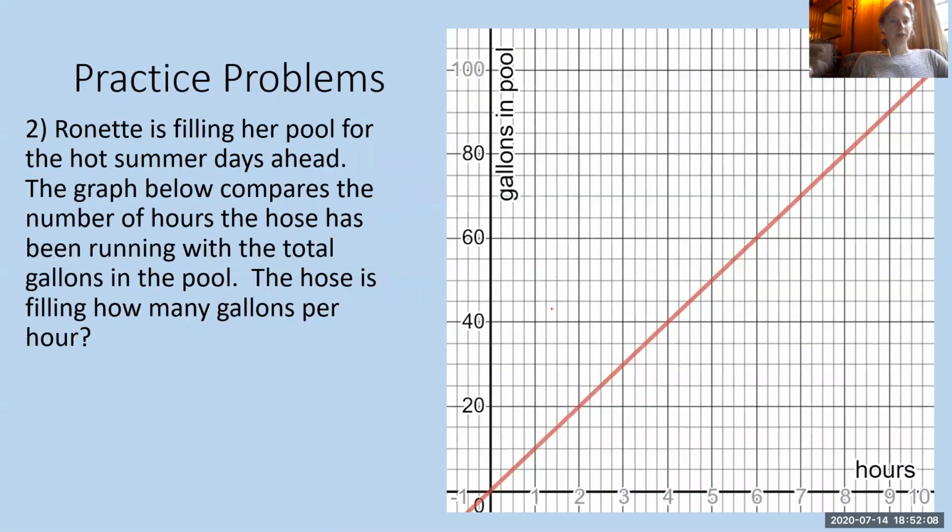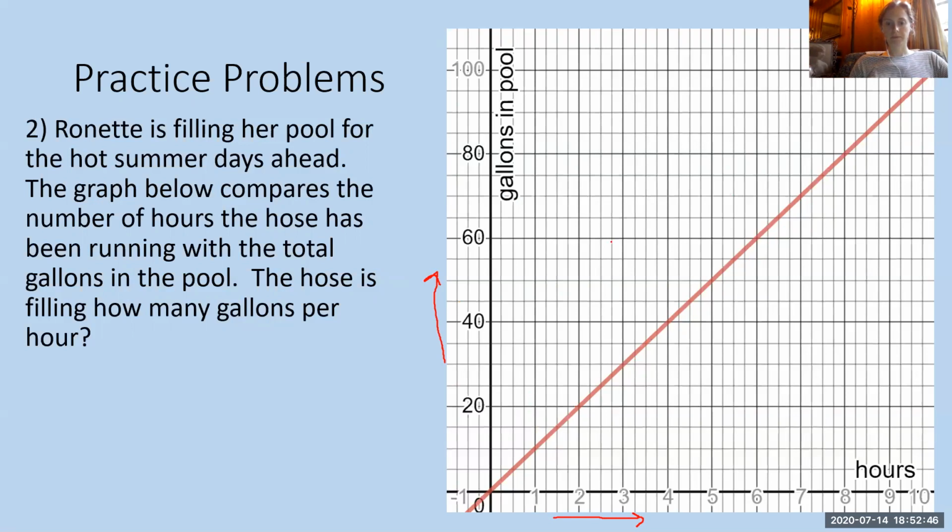All right, number 2. Ronette is filling her pool for the hot summer days ahead. The graph below compares the number of hours the hose has been running with the total gallons in the pool. The hose is filling how many gallons per hour? Okay, so let's look at this graph. I can see that as the hours increase, the number of gallons in the pool are also increasing. That's what this red line here tells me. It's going up.